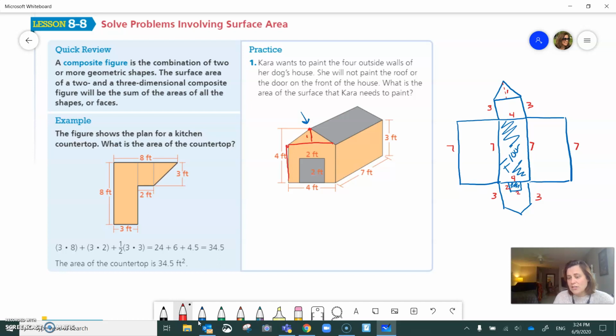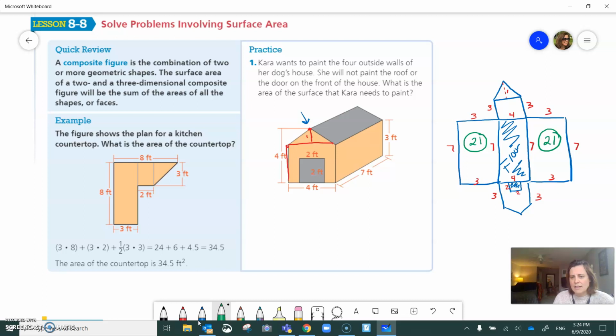Okay, so we're going to take each section. Do I have all the numbers I need? I think so. Oh, this is also 3, and this is also 3, and this is 3, and this is 3, because if we folded it up, it would fit. Okay, so the area of this section is 7 times 3, which is 21 feet square. This is also going to be 21. We don't need to know the floor.